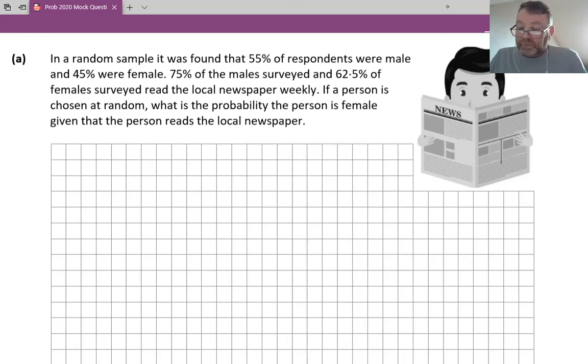Okay, so I'm going to go through the solutions to the mock questions that came up this year in 2020, both on the DEB paper and on the ExamCraft paper. So we'll begin with this one here, question 1A.